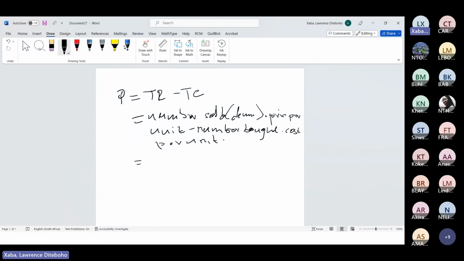So we are going to use the information that we have. Looking at all the calculations, the number sold, demand, we have 60, open brackets, times the price per unit, which we calculated, which is 70, minus the number sold, which is up there, 60, open brackets, cost per unit, it's 40.